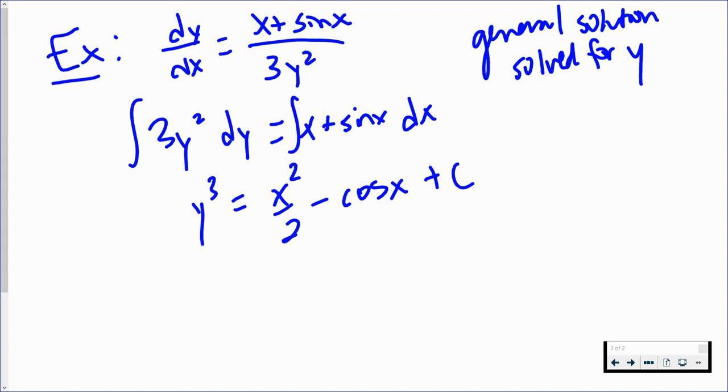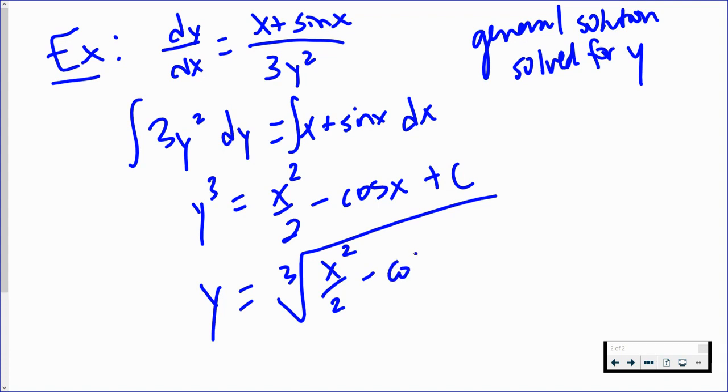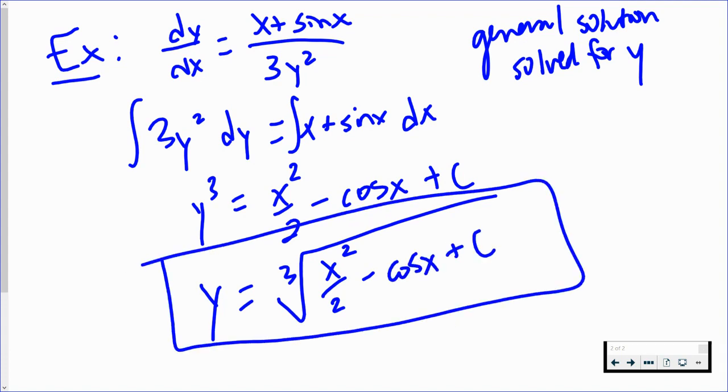Now, we said solved for y, so we do want to solve for y. We have y cubed, so we need to take the cube root. So the cube root of x squared over 2 minus cosine of x plus c. And then we would leave this as is because we don't know the c value. Okay, so that's the most we could do for that one. All right, let's try another one.